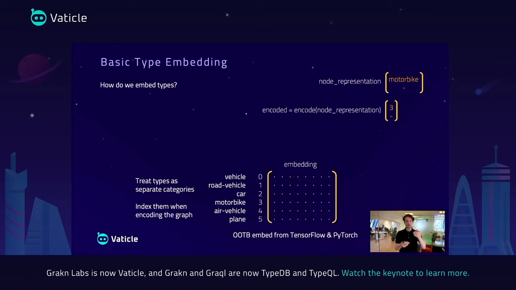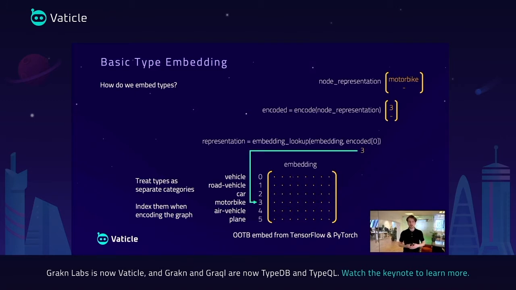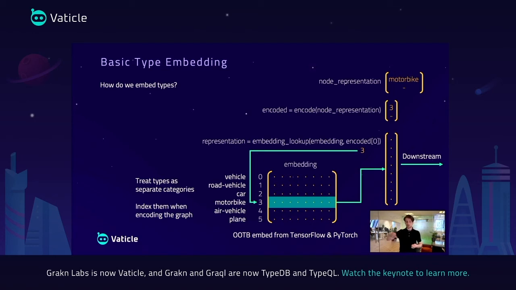We've got this indexing sorted, and we know how many categories we have, so we can create this embedding space. From that, when we want to embed this one example, we do an embedding lookup for the given value. We look up in the embedding matrix the value 3, because this is the index of the type we're using. We say this is the tensor that currently represents motorbike, because that's index 3. Then we can pass that downstream and start using that in our pipeline.